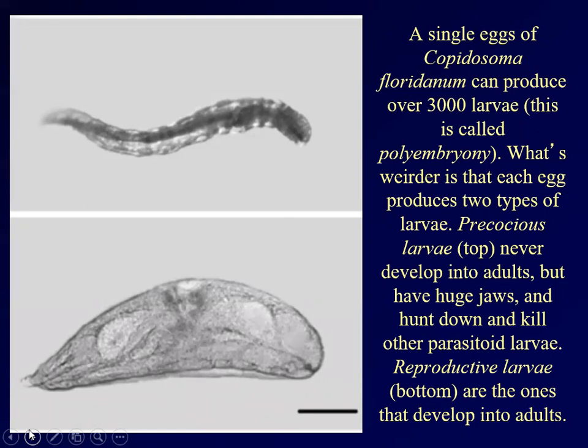Down at the bottom is a reproductive larva, and this is the one that will actually crawl around, eat the caterpillar from the inside out, and ultimately develop into a new wasp. Up at the top is its identical twin brother, called a precocious larva. Precocious larvae don't ever develop into adults. They are doomed. But they grow these huge jaws, and they hunt down and kill the larvae of other parasitoids. They hunt down and kill all other parasitoid larvae that are not genetically identical to themselves.